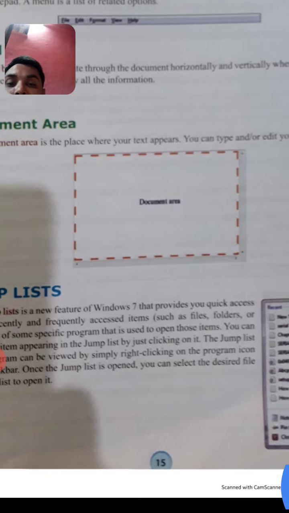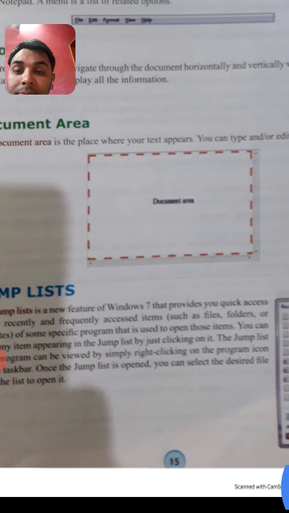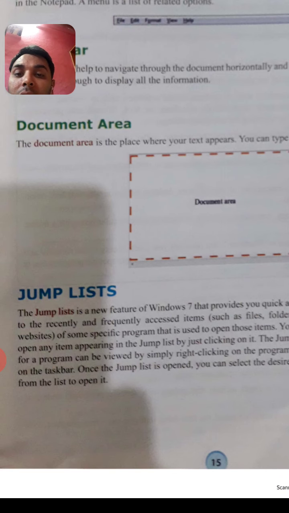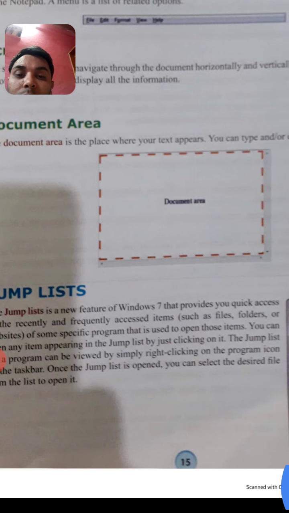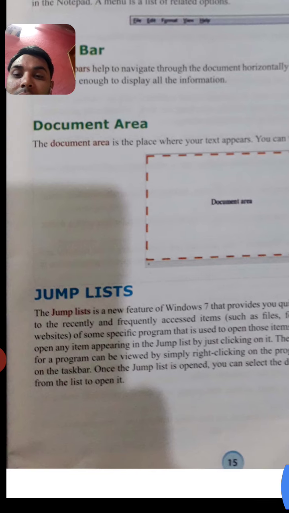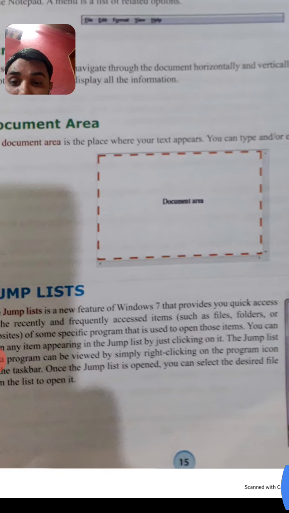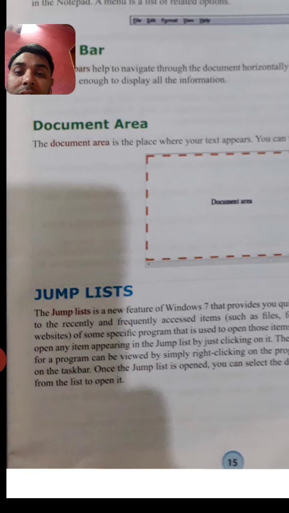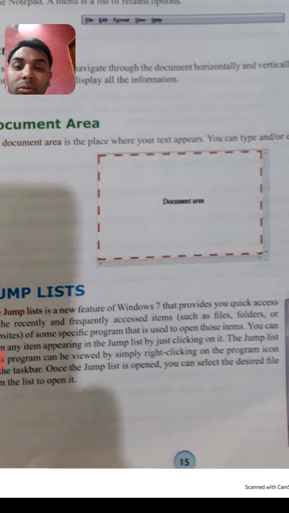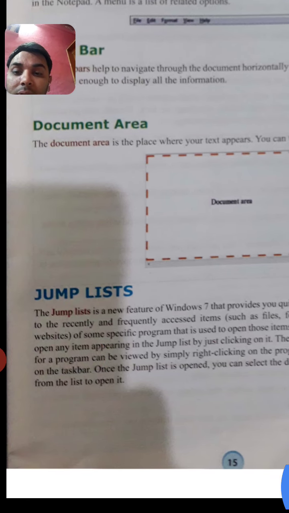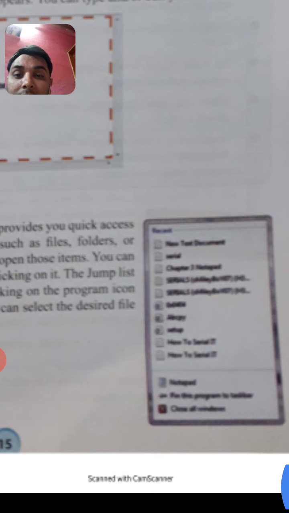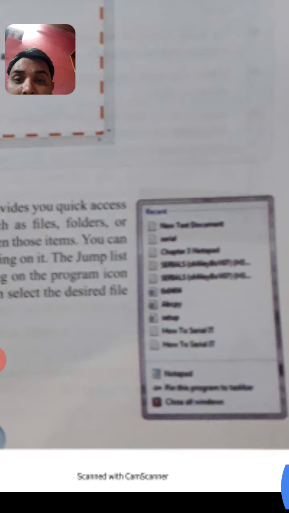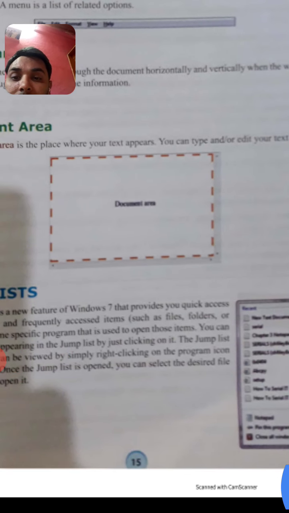What do you have to do? You have to click the right button on the program icon on the taskbar. Once the jump list is open, you can select the desired file from the list to open it. See here, the jump list is open. Now if you have to open anything, notepad or any folder, you can open it from this jump list.